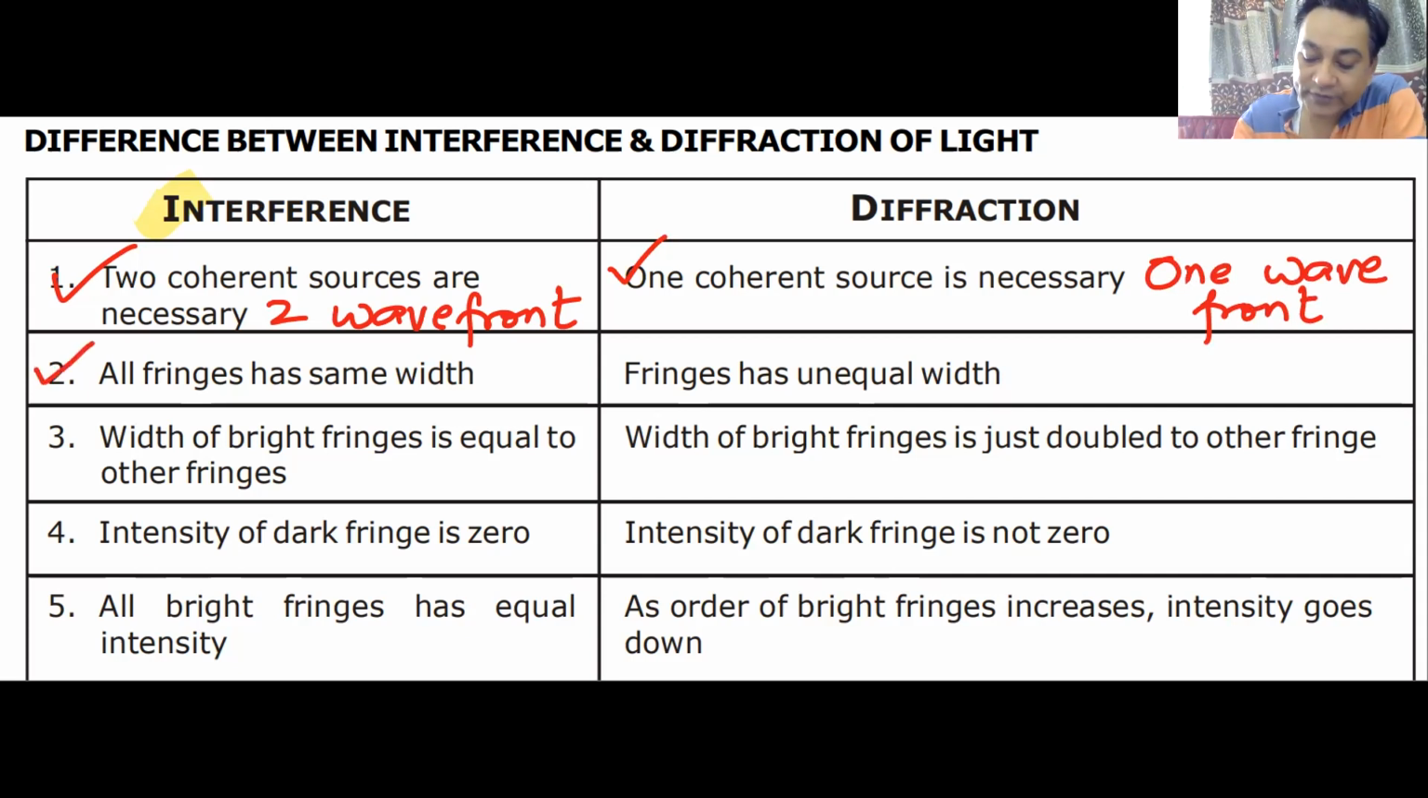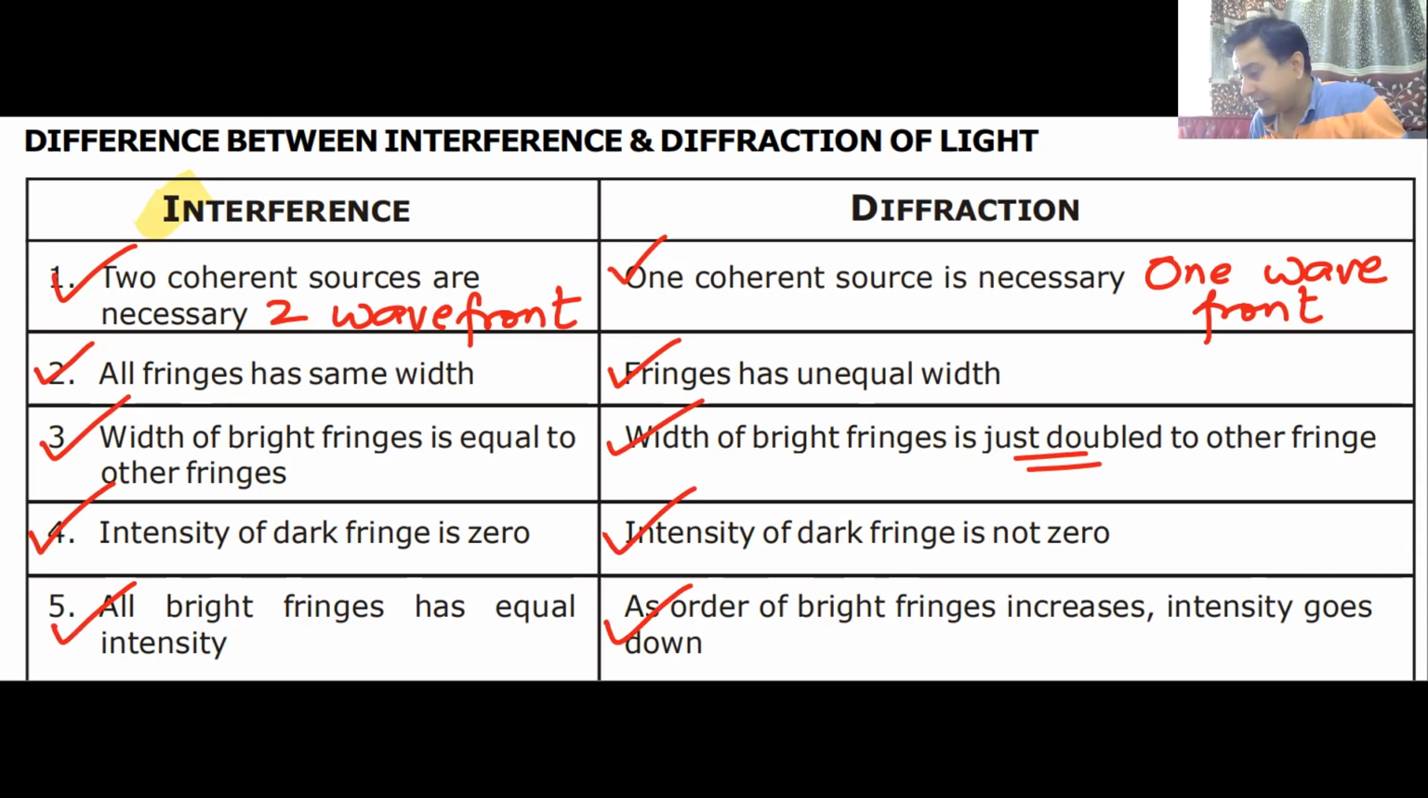Yes, sir. All fringes, whether they are bright or dark, whether central or secondary, have the same width. Here fringes have unequal width. The central maxima has 2 times the width. We will also see this formula. In interference, the width of bright fringes is equal to the other fringes. In diffraction, the width of the central bright fringe is double that of the other fringes. In interference, the intensity of a dark fringe is 0. Here the intensity of a dark fringe is not 0. It is better to write it in a tabular form. In interference, all bright fringes have equal intensities. Here the central maxima has the maximum intensity, and the intensity goes down as you move further ahead. I'll give you a minute to note these points down.